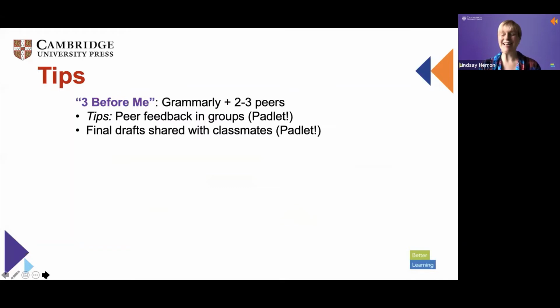That means that there's a lot less one-on-one feedback that I have to do. My 3 that I usually recommend are Grammarly, which lets students check their grammar in an online form. And I do tell them, don't just take Grammarly's advice. Grammarly is sometimes crazy, check it. And then 2 or 3 peers are the other 3 before me. I do make my students do peer feedback in groups, and Padlet is really good at supporting this.